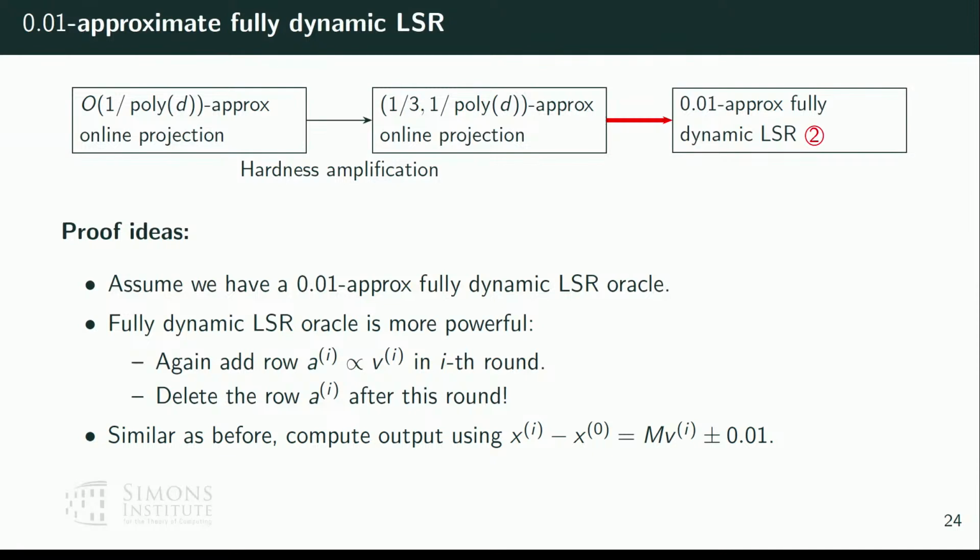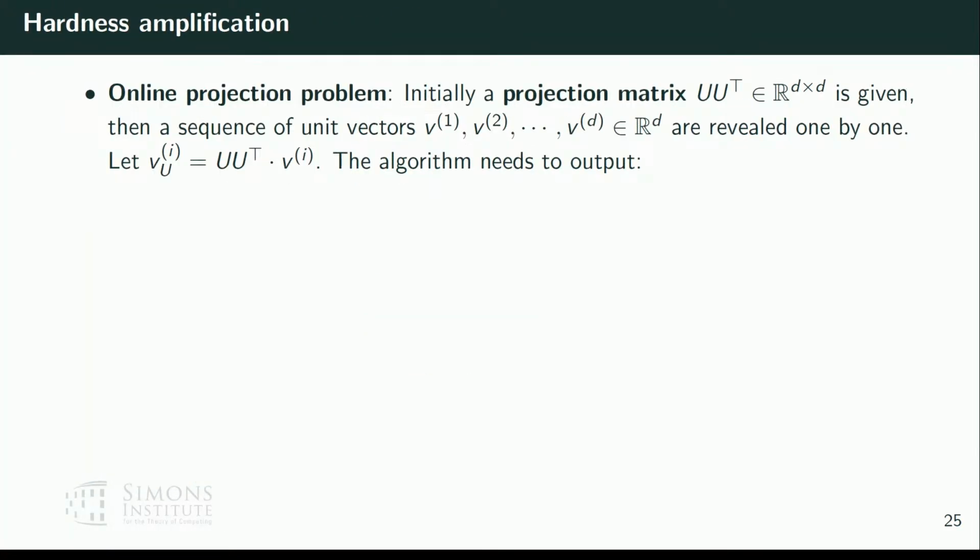And I'm hiding a lot of details, but similar to before, the difference between our solution in the ith round and the initial solution will roughly give us m times the vector that we care about, but with some constant error. And because we get some constant error here, it's very important that we reduce from some hardness result that itself allows some constant error. So that's why we need this stronger online projection hardness result. And that will be what I will talk about now.